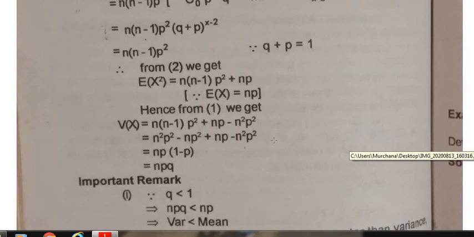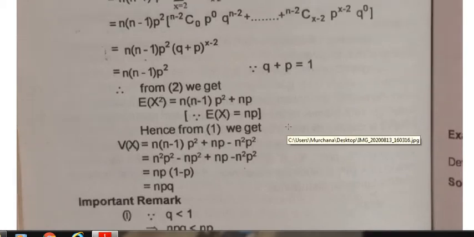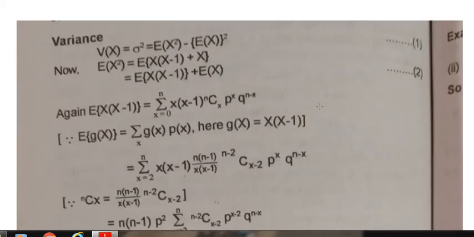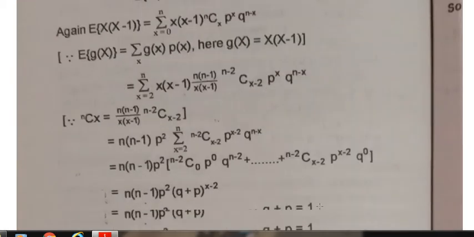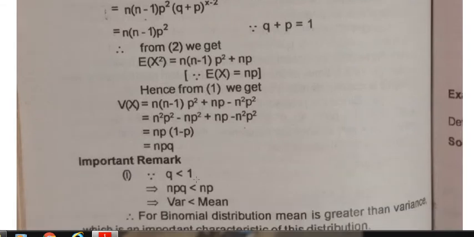And hence, from equation 1, we get the variance of X. Variance of X is expectation of X square minus expectation of X whole square. And thus, we put the value of expectation of X square and expectation of X in equation number 1. We get variance of X is npq. Thus, remember this one. That is, the variance of the binomial distribution is npq.